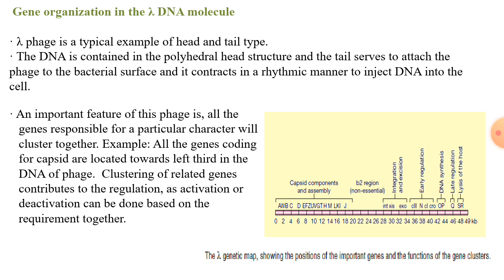The important feature of this phage is that genes related to an individual character are clustered. That is, if a capsid must be synthesized, the genes responsible for the individual proteins, say if a capsid contains some 24 proteins, the genes responsible for all the single individual proteins are clustered together. Like all the proteins responsible for capsid, all the genes responsible for synthesis of these proteins are located together in the genome.